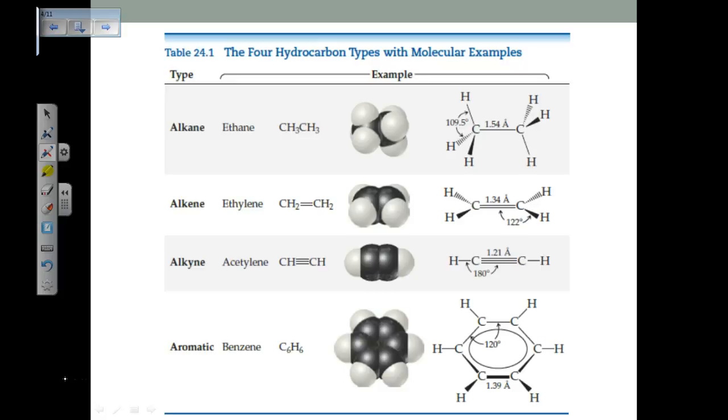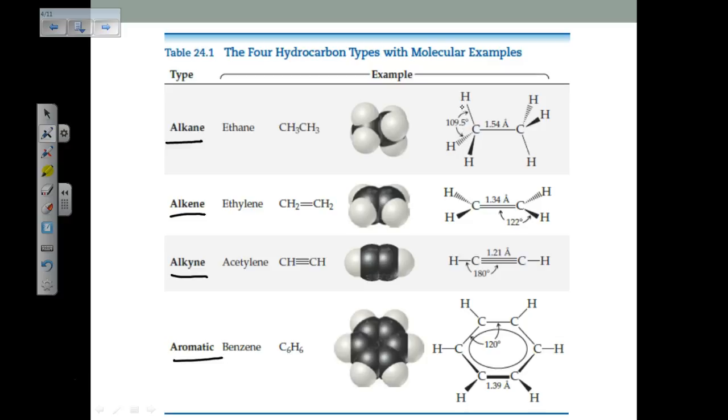Hey everybody, here's some examples using Brown-LeMay-Bursten table 24.1 to explain what's going on with the four different types of hydrocarbons that we talked about. Here we have alkanes, alkenes, alkynes, and aromatics. It gives us bond angles.